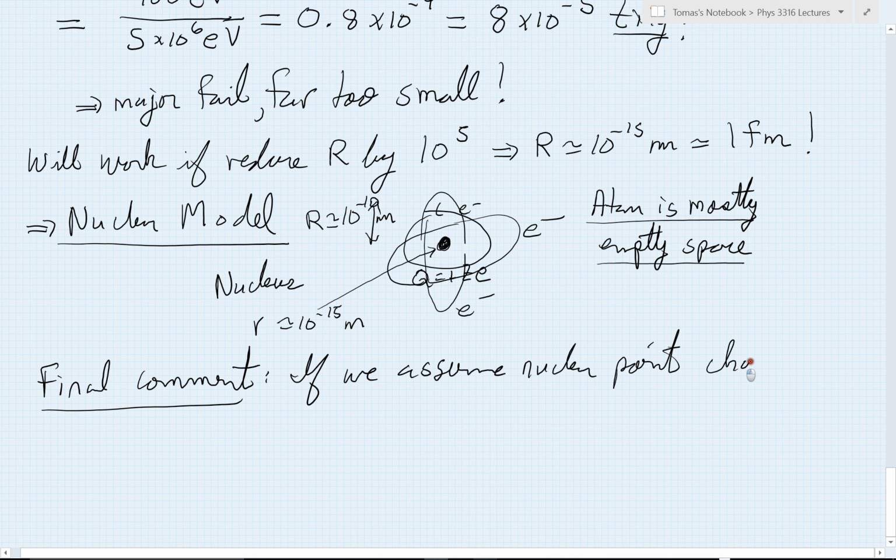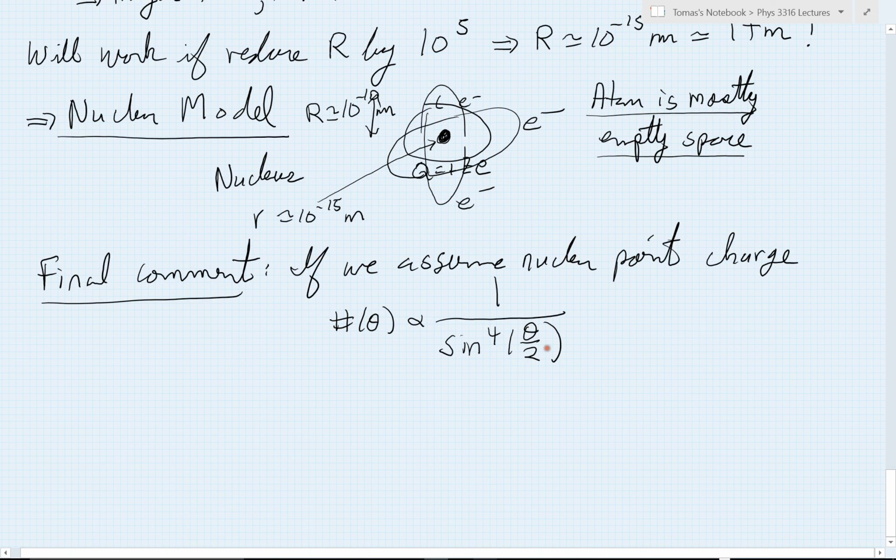If we assume a nuclear point charge, you can actually calculate the scattering cross-section. You get the prediction that the number at each angle theta should turn out to be exactly what is observed, sine to the fourth of theta over 2. That can't be coming from a coincidence. So that's really the direct evidence for the nucleus. Very good. So now we have our two basic components of matter.